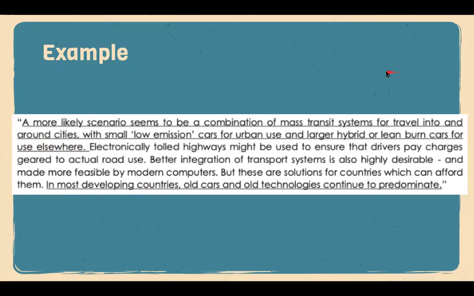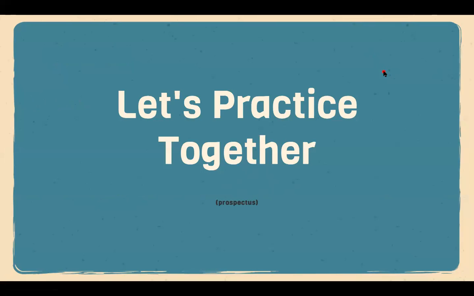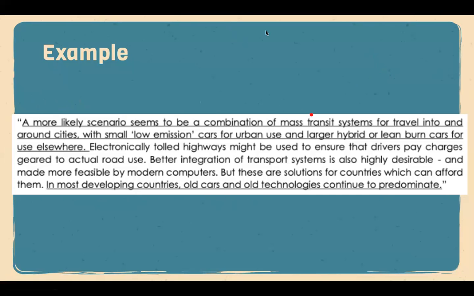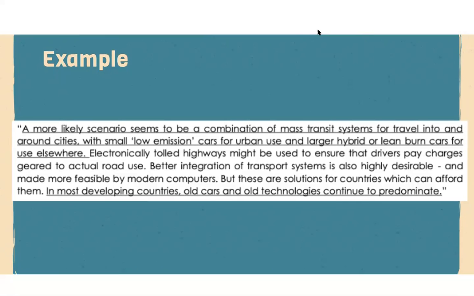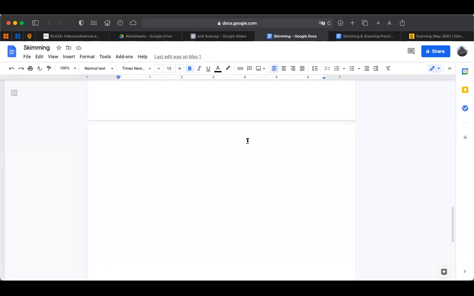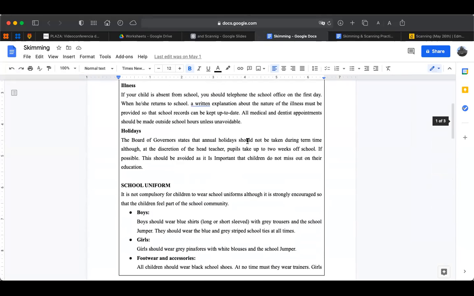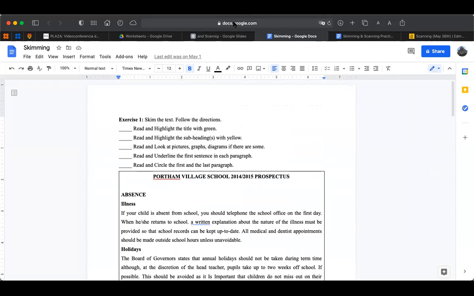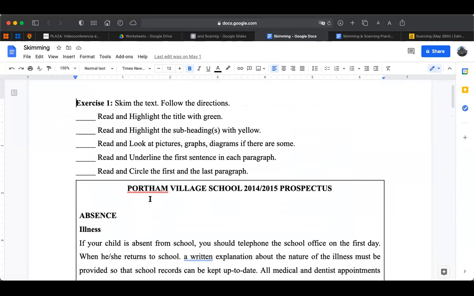Okay? We're going to practice with something much easier. Okay, yeah. Let's practice then. We're going to put this to practice. Is it this one? No. Is it this one? Okay. Here we go. Okay, so here we have a prospectus. And we're going to skim the text.